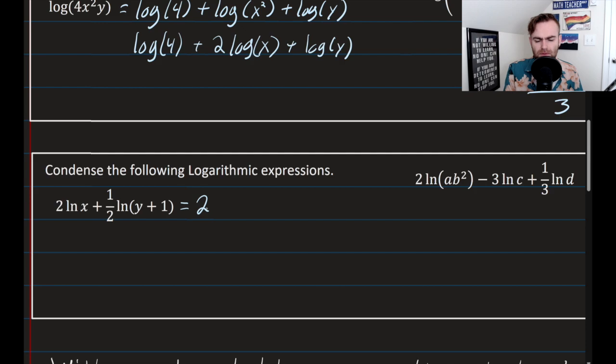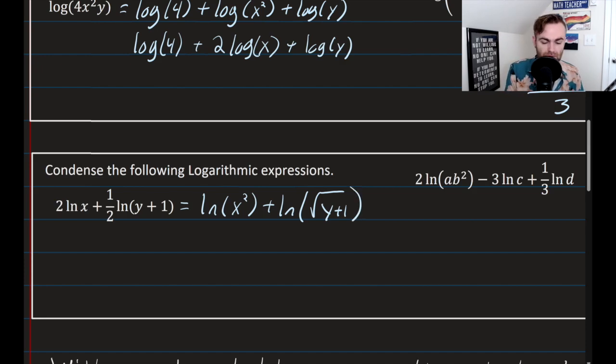No, it does not become 2. It becomes the natural log of x squared plus the natural log of the square root of y plus 1. Then the plus turns into multiplication, so this would turn into the natural log of x squared times the square root of y plus 1. And that would be it. There's nothing more we can really do there.